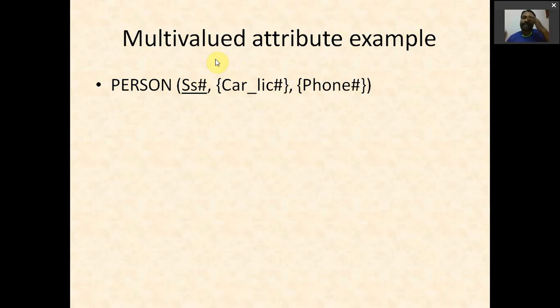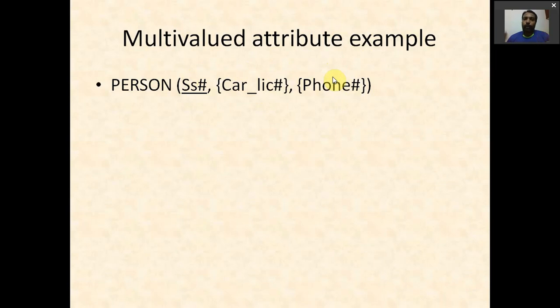Social security number is a simple attribute because a person can have only a single social security number, but a person can have multiple cars. So there will be a different license number for that person. A person can have 2 or 3 phone numbers.